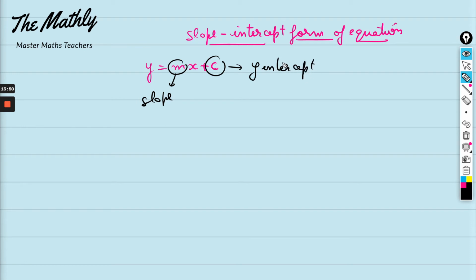Again, I'm telling you, if you want to find the y-intercept, simply put x equals 0. Sometimes this is also known as the initial value. We'll discuss it. Great.